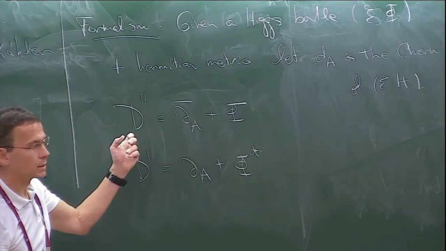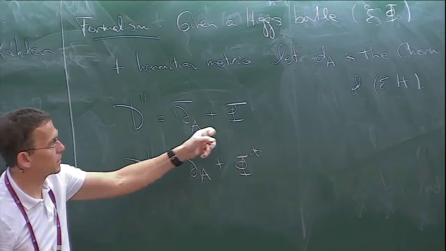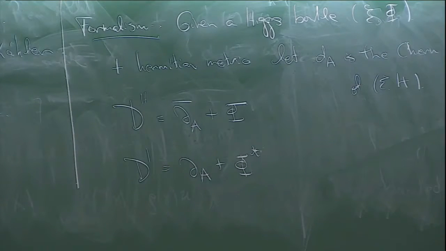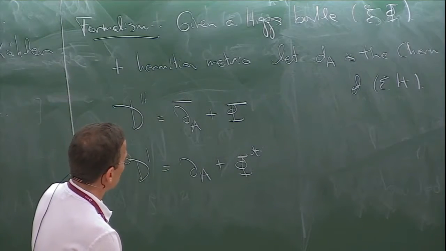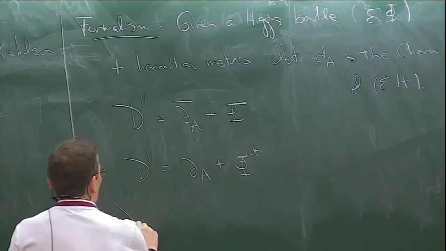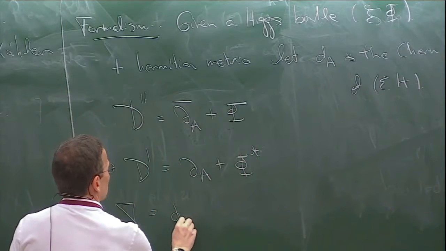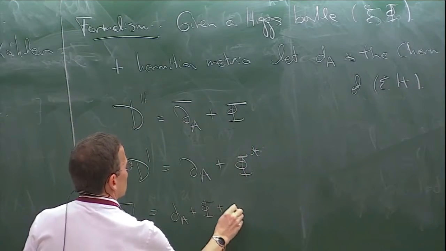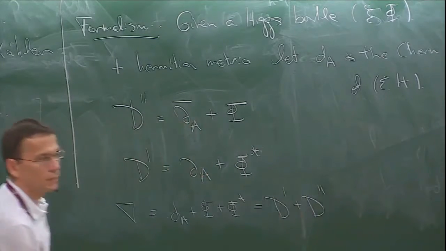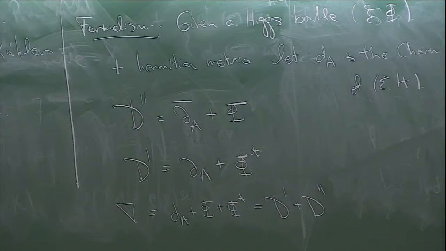So this is not pure of type 0,1. It's mixing the 1,0 part of the Higgs field and the d bar operator. Okay? So the connection D is dA plus phi star, and so this is D prime plus D double prime. Okay, so we decompose the flat connection in this way. Okay.